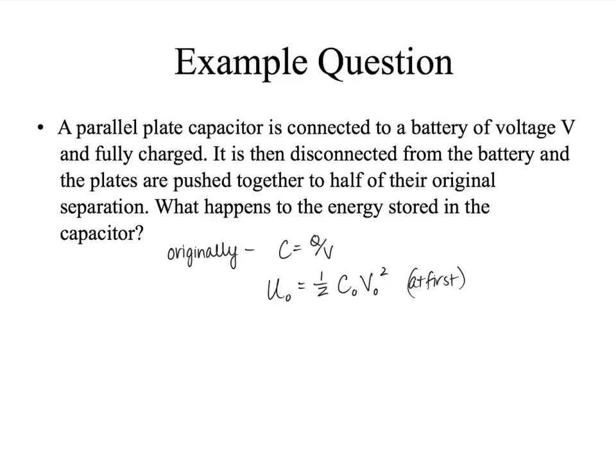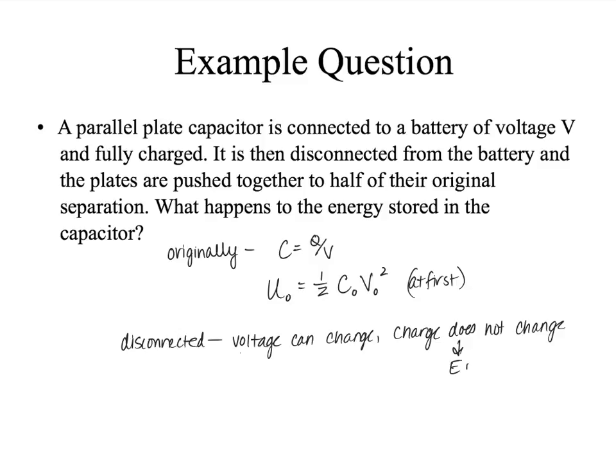Okay, so then it says it's disconnected from the battery. And so keep in mind, what does that mean? Because it's disconnected, the voltage can change, but the charge does not change. And the reason the charge can't change when we disconnect it from the battery is simply because there is no way for the charge to leave the plates. And that's why it can't change. And this also will mean that the electric field will remain the same because of the charge.